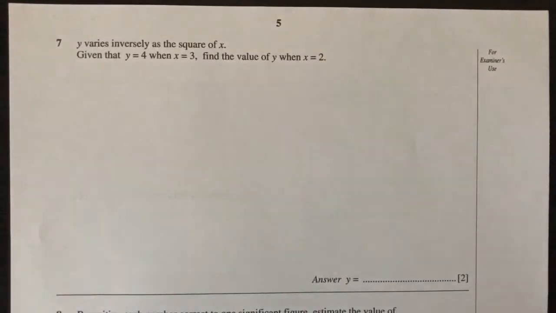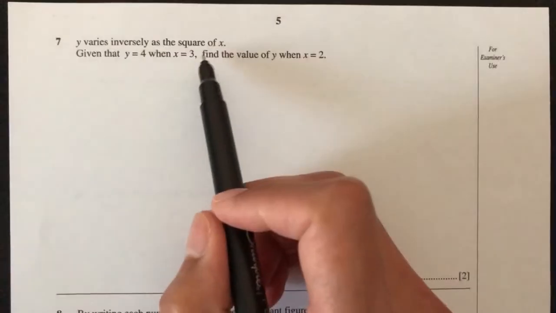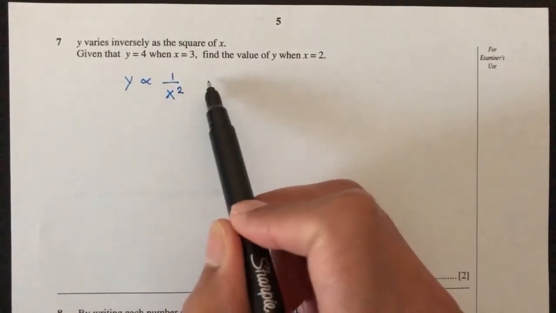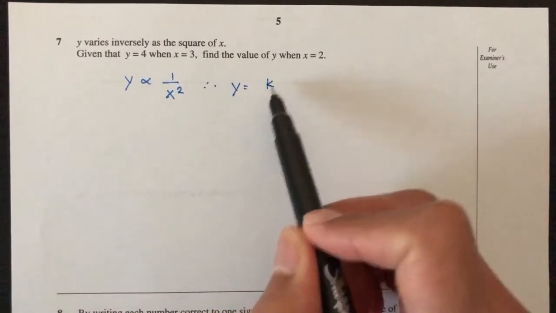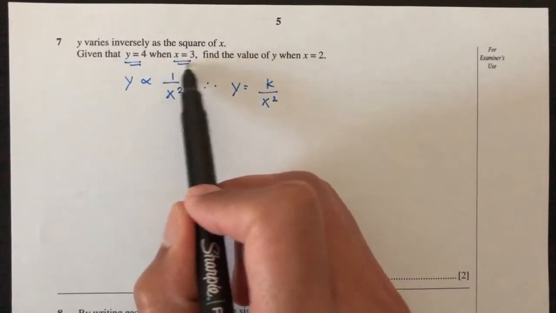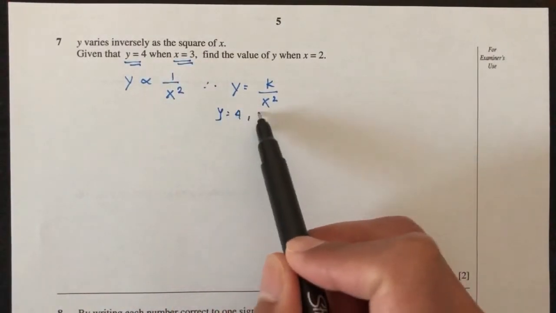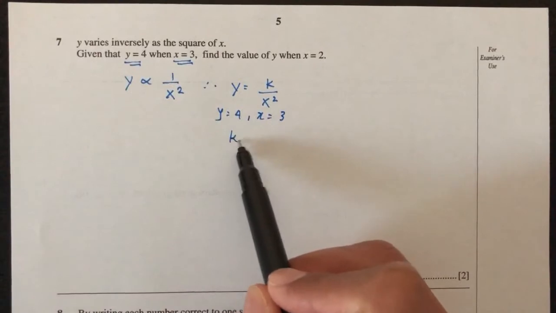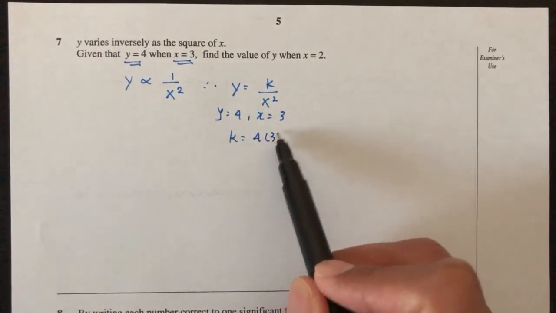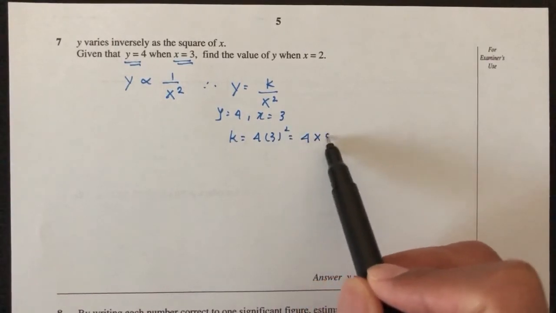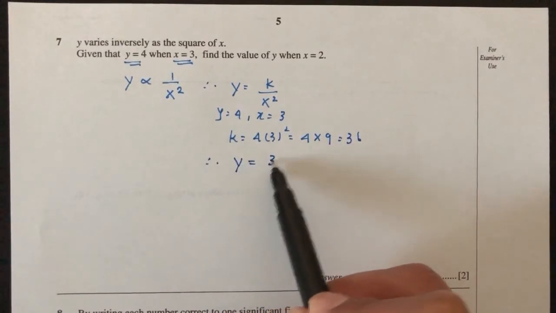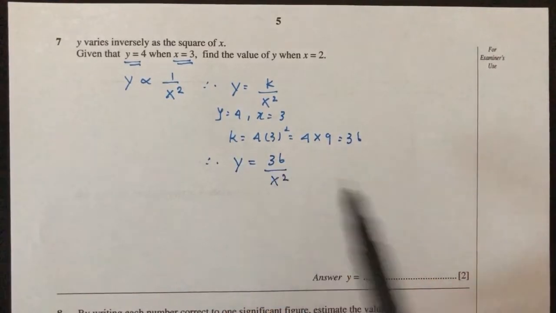Question number 7, we have y varies inversely as the square of x. So y varies inversely as the square of x, which means y equals k over x squared. Now, given that y is 4 when x equals 3, find the value of k first. So k will be y times x squared. That will be 4 times 9, which is 36. So the equation will be y equals 36 divided by x squared.